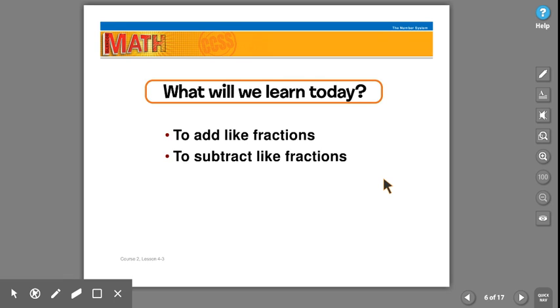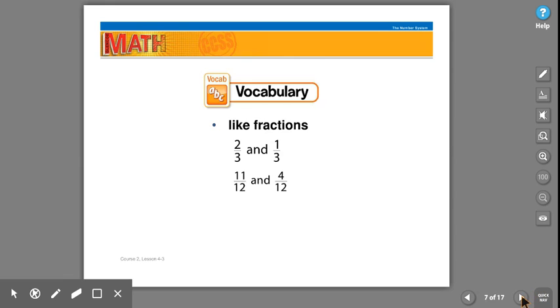What will we learn today? Today we're going to add like fractions, and we're also going to subtract like fractions. Vocabulary you need to know for today is like fractions. Make sure you write that down in your notebook.